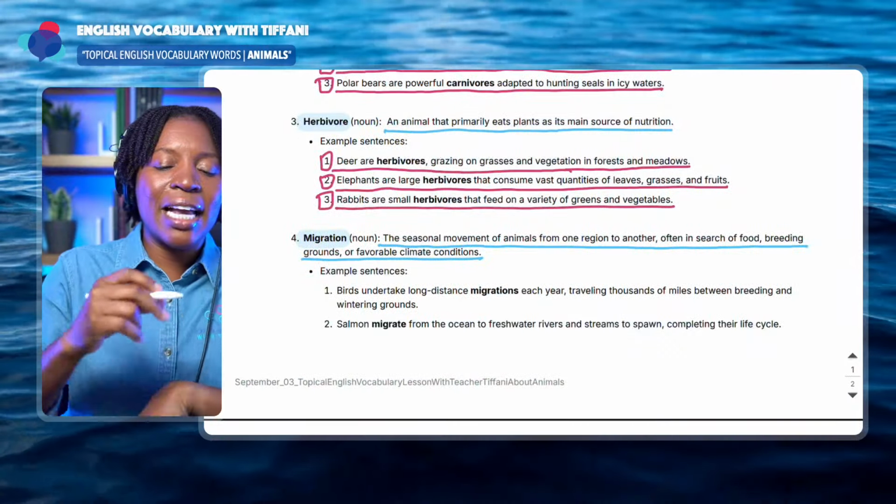So for example, in the winter, animals that are not used to harsh conditions will migrate to an area that has less of the wind, less of the snow, more of a warmer temperature. Migration. So let's check out these example sentences.